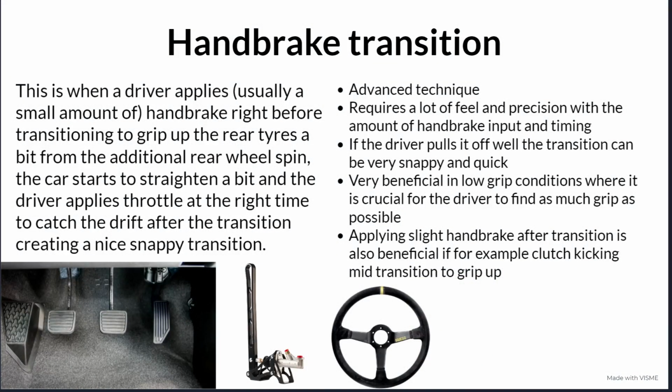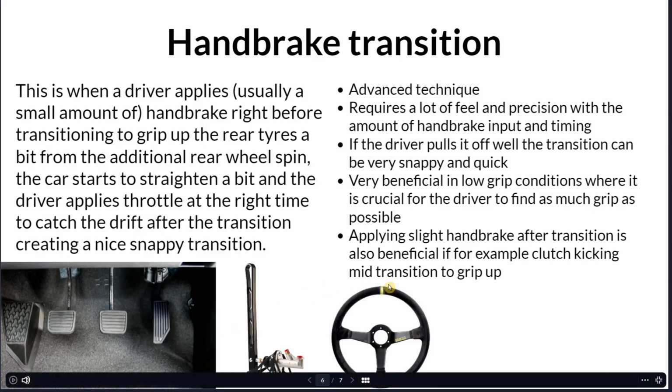And then we have the handbrake transition. This is when a driver applies, usually, a small amount of handbrake right before transitioning to grip up the rear tires a bit from the additional rear wheel spin. The car starts to straighten a bit and the driver applies throttle at the right time to catch the drift after the transition, creating a nice snappy transition.